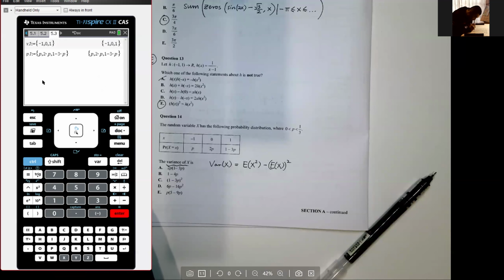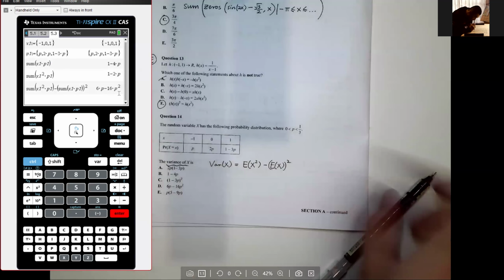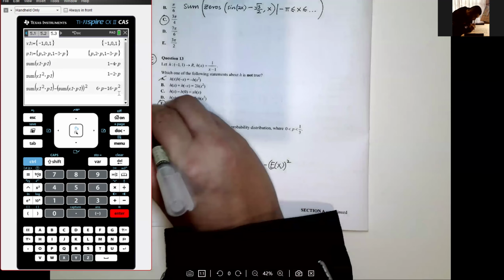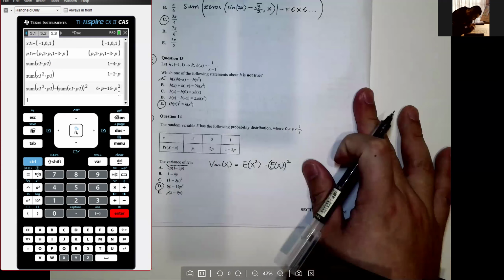Next thing is I'm going to calculate sum of x1 times P1. That is my expected value. Then I'm going to repeat that step and square the x1, all the values from the list x1. So that will be my E(X²), the expected value of X squared. Then I just need to do this bit minus this bit squared, so the expected value of X squared minus the square of the expected value of X. That will be 6p - 16p². So that is option D, and that is question 14.